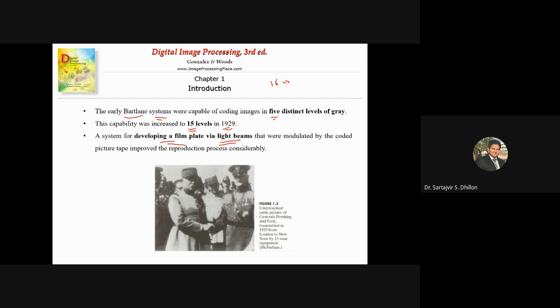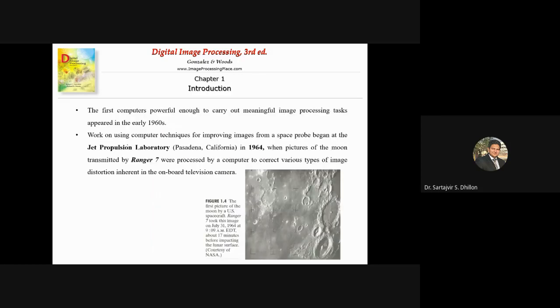Yeah, there is one more important point. They used 15 tone equipment. 15 tone equipment represents 15 different levels of gray color. So this image has been created with the help of 15 different gray color levels. And the next is the first computers.